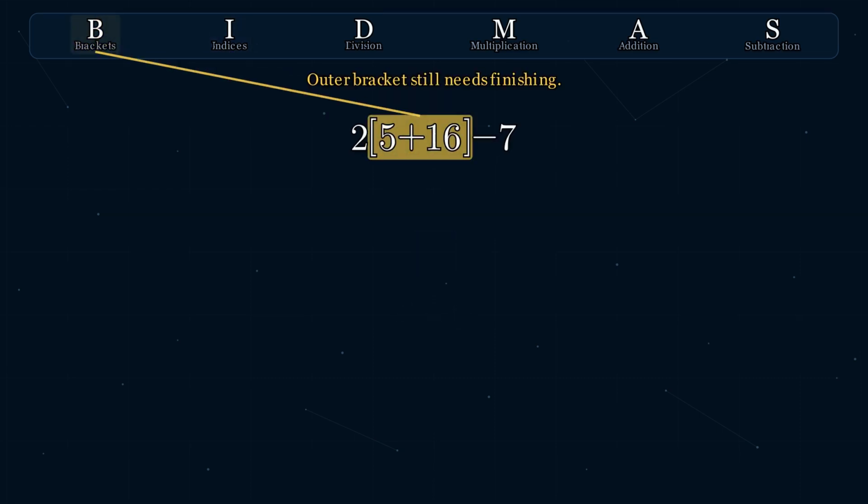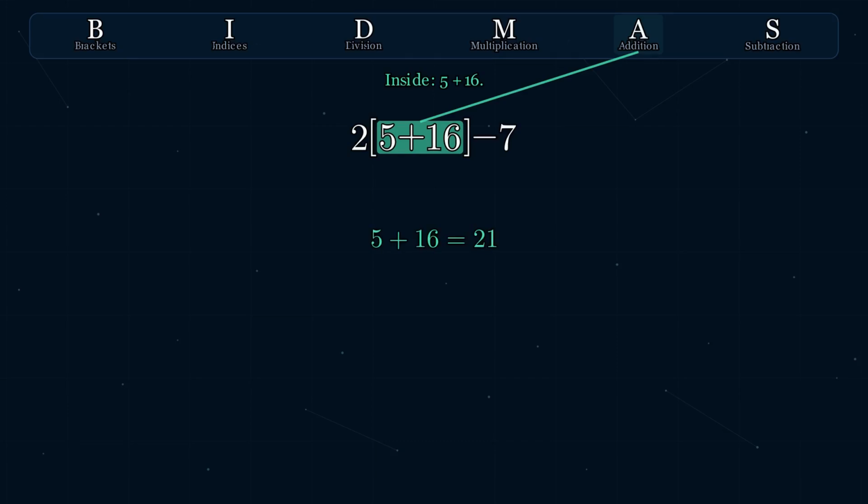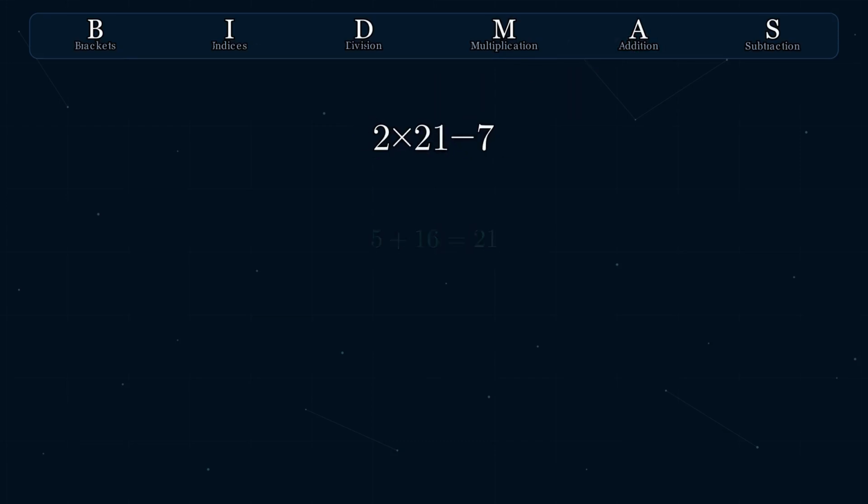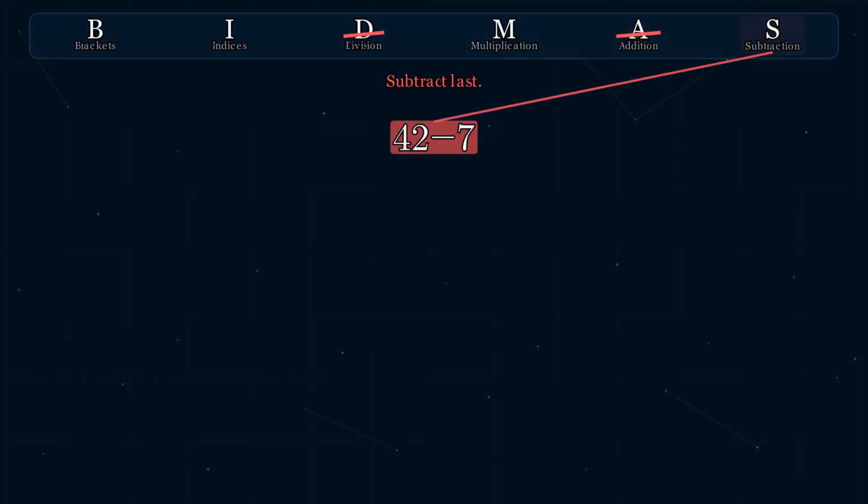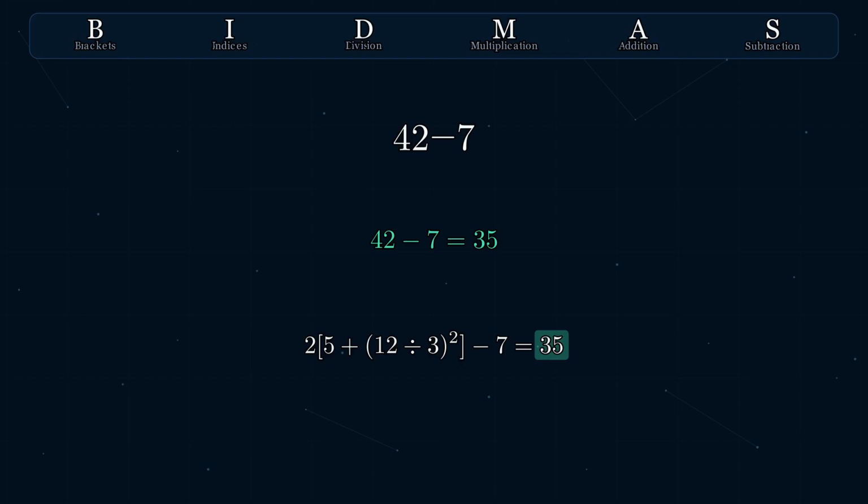Inside that outer bracket, 5 plus 16 equals 21. So the bracket becomes 21. Now multiply. 2 times 21 equals 42. There is no addition left. Now subtract. 42 minus 7 equals 35. So the answer is 35. With nested brackets, go inside first, then outside.